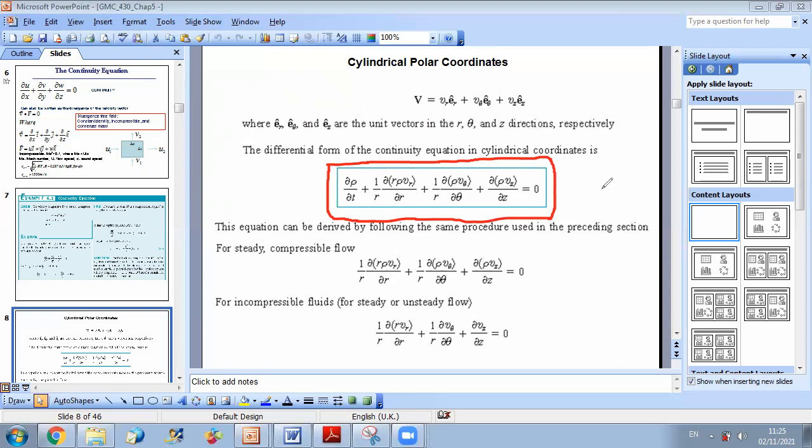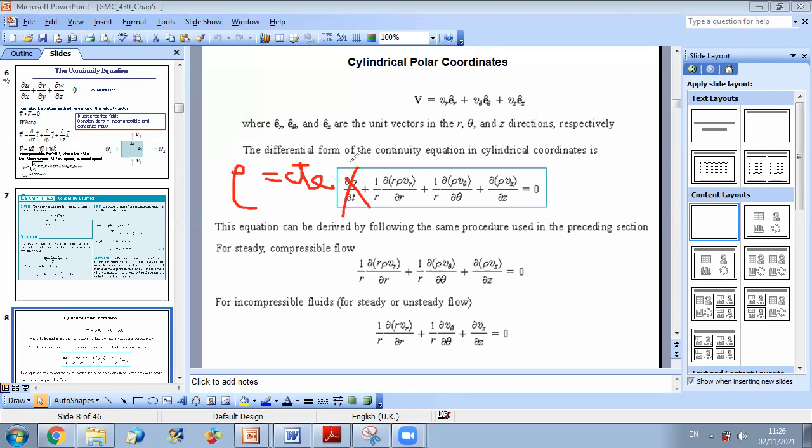Okay? Now, in particular, if I have a steady state case, what will happen? Del rho by del t will cancel out. So I will have the remaining terms. So for steady compressible flows, this is the relation. When we say compressible, rho is not constant, so I cannot take it outside of the derivative. On the other hand, for incompressible flow, what will happen? Rho is constant. So whether the flow is steady or not, this term will cancel out, because del rho by del t is zero, since rho is constant for any time and any position.